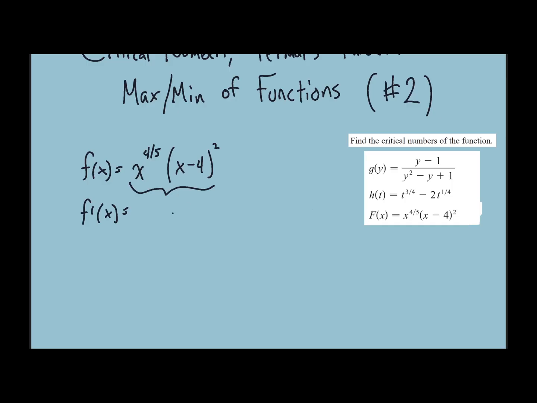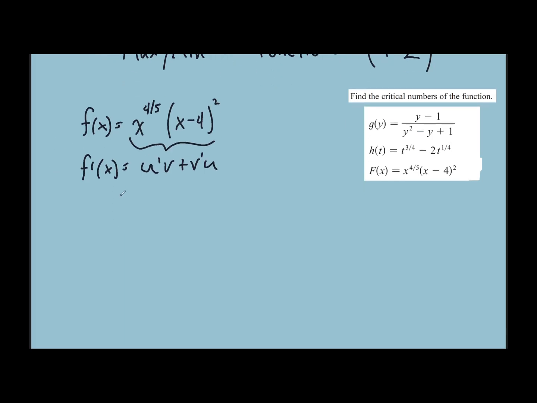This is a product rule. u prime v plus v prime u. Okay, let's work it out. What's u prime? 4/5 x to the negative 1/5. v is (x minus 4) squared, plus v prime, 2 times (x minus 4), and the chain rule doesn't really apply there, so we'll just leave it like that. And u is x to the 4/5. Is this what you got for your chain rule? This is what I got for my chain rule.